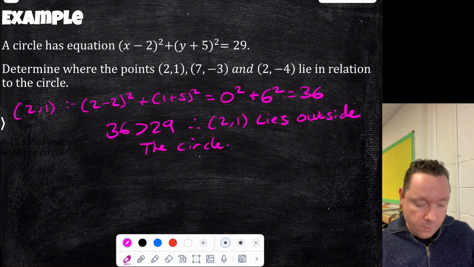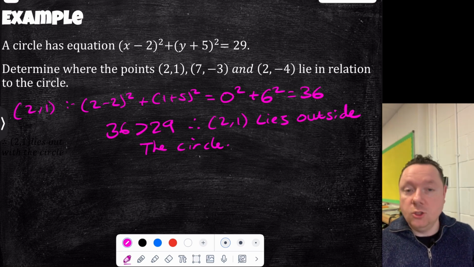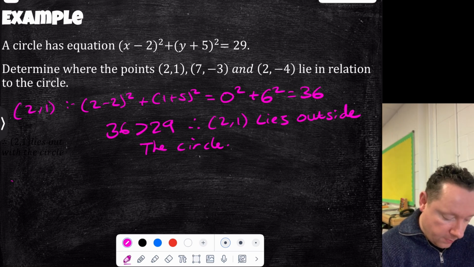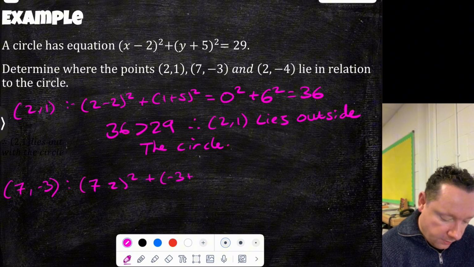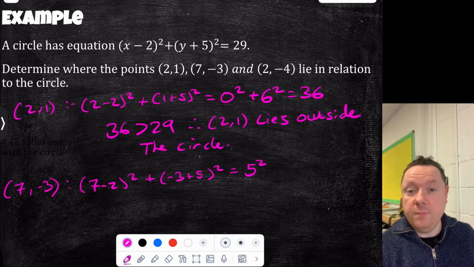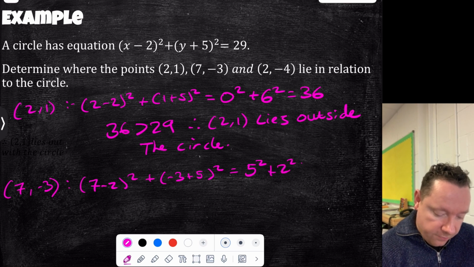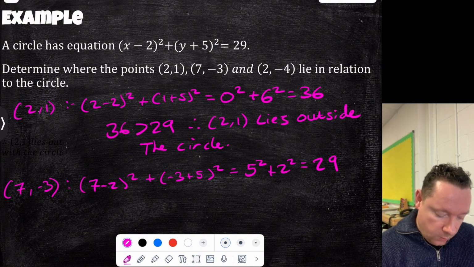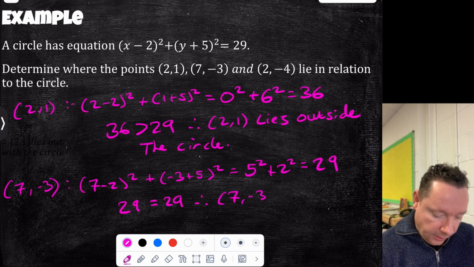We don't actually have to square root the numbers, because if we square root 36 and square root 29, clearly the square root of 36 is bigger than the square root of 29. Okay, let's check the next point, (7, −3). That gives me (7 − 2)² + (−3 + 5)². 7 minus 2 is 5. Minus 3 plus 5 is 2. 5 5s is 25, 2 2s is 4, which gives me 29 in total. And we can just say 29 equals 29. Therefore, (7, −3) lies on the circle.